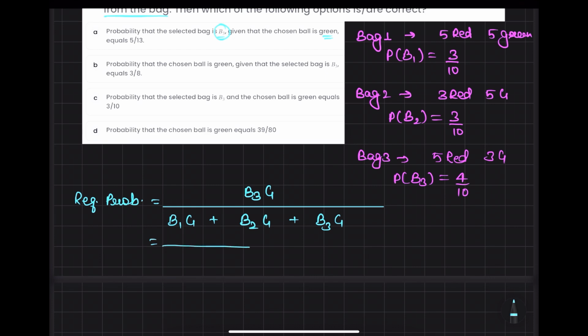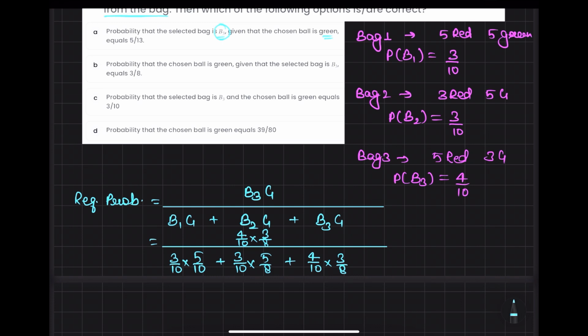Now simplify things. So look at this. What is the probability of selecting bag 1? Bag 1 is 3 by 10. What is the probability of getting a green ball? It is 5 by 10, plus bag 2, 3 by 10, green 5 by 8, then bag 3, 4 by 10, and then green 3 by 8. Now in the numerator you have to write bag B3. So the probability of getting bag B3 is what? 4 by 10 and green is 3 by 8.